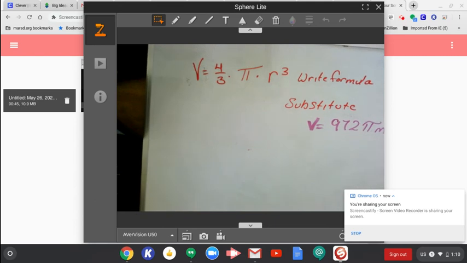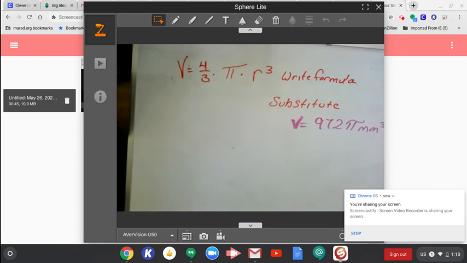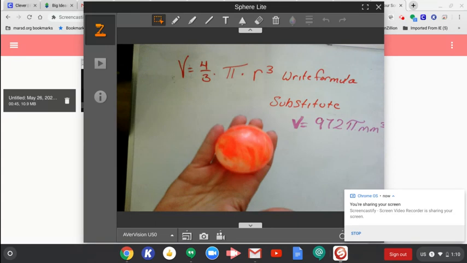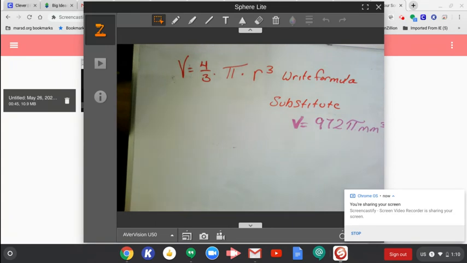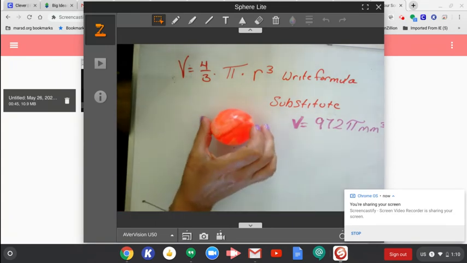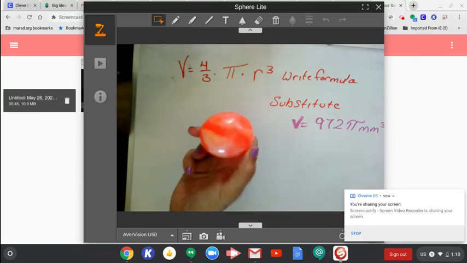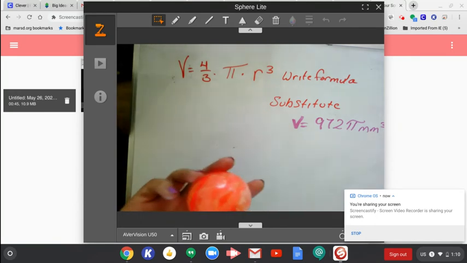Today we are working backwards. Yesterday we found the volume of a sphere. Today I'm going to tell you what the volume of the sphere is, and you are going to calculate its radius.